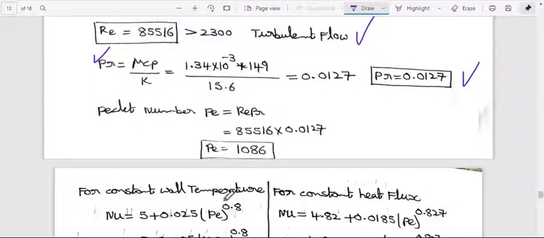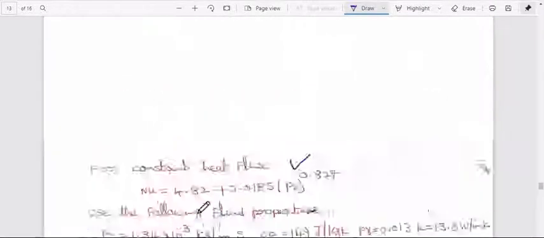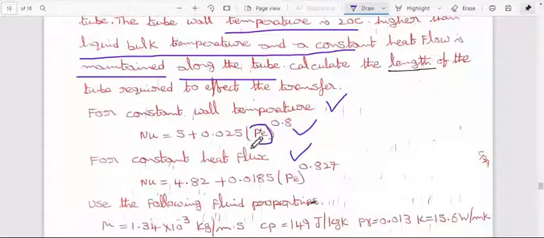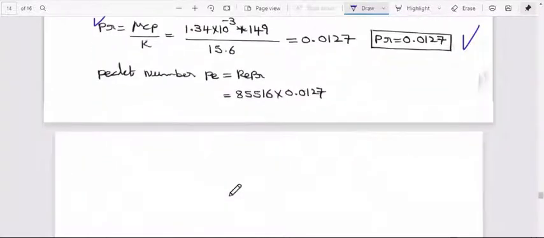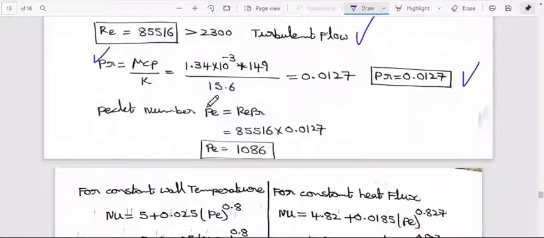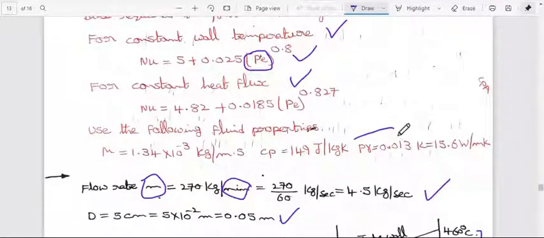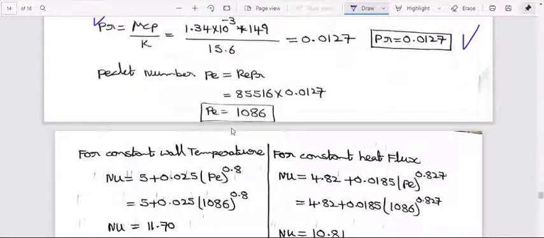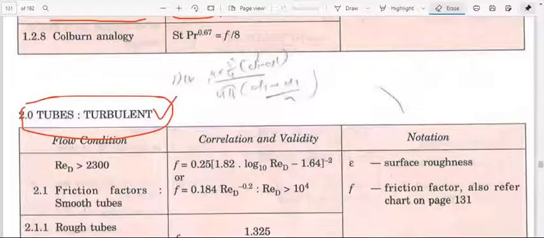Here in this question, Pe is mentioned. Pe means Peclet number, and Peclet number means Reynolds number into Prandtl number. So we substitute Peclet number equal to Re into Pr. In this question the Prandtl number is given for the following properties. Reynolds number multiplied by Prandtl number is the Peclet number. This formula can be taken from data book page number 111.